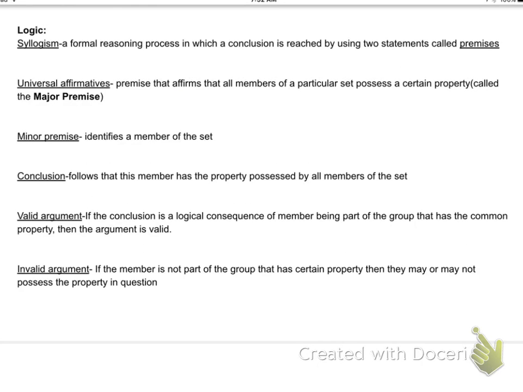So now we've got a couple more definitions here. Guys, we don't have to write everything down. Take some bits and pieces from this. The first word is called a syllogism. It's a formal reasoning process based off of premises. Premises are statements, guys. There are two premises and a conclusion.